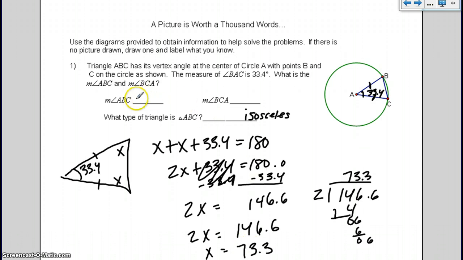Now I can answer the question. ABC is 73.3. BCA is 73.3. I can also classify this by the angles. They're all smaller than 90, so I know it's acute isosceles.